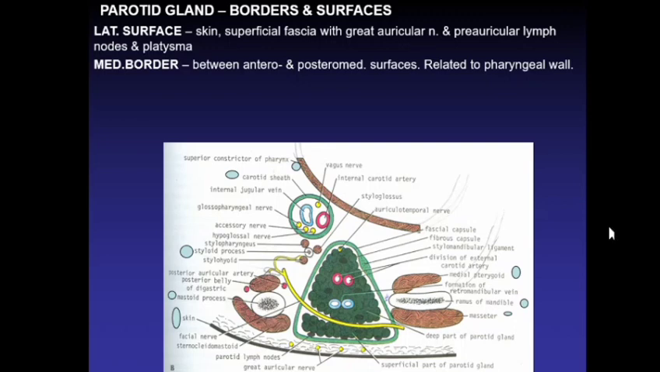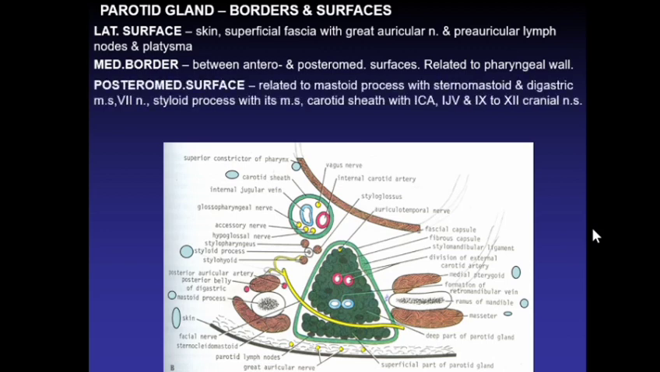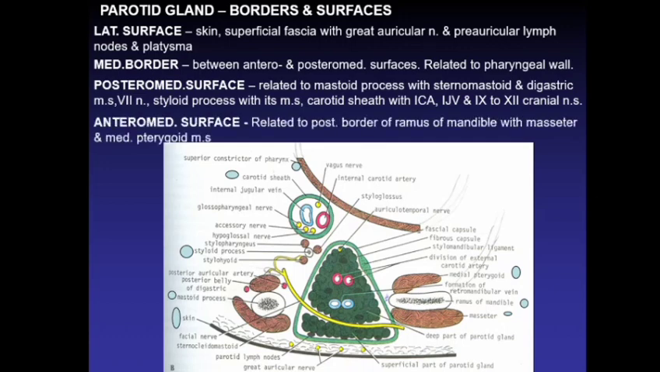Now the medial border above the diagram, between the anterior and posterior medial surfaces, is related to the pharyngeal wall. Towards the right side you have the posteromedial surface, which is related to the mastoid process with the sternocleidomastoid muscle, the digastric muscle, the 7th cranial nerve, the styloid process with its muscles, and the carotid sheath with its contents, that is the internal carotid artery, internal jugular vein and 9th to 12th cranial nerves. Now the anteromedial surface, towards the left side in the diagram, is related to the posterior border of the ramus of the mandible with masseter and medial pterygoid muscle.